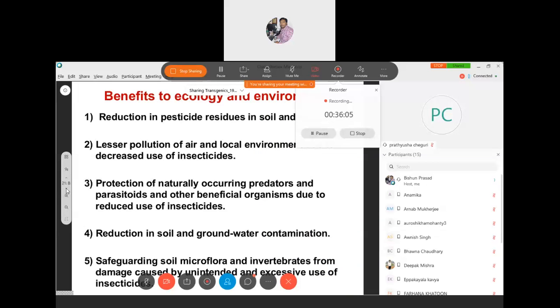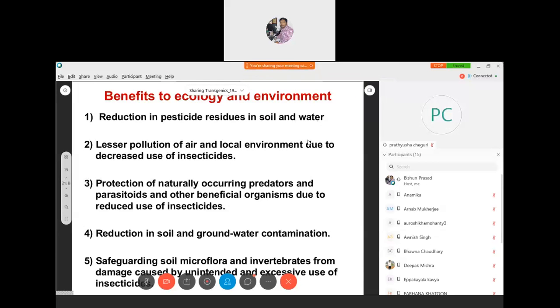Now there are also different benefits to the ecology and environment. Till now we have talked about the farmers, but if we use transgenic plants, there is a benefit to the ecology as well as the environment. The first important point is reduction in pesticide residue in soil and water. If we use less pesticide, the residue in soil and water will be less. Then there is lesser pollution of air, water and environment due to decreased use of insecticides. Whenever we spray insecticides, lots of them go to the environment and reach the soil, they cause pollution, and then they also go to rivers or ponds.